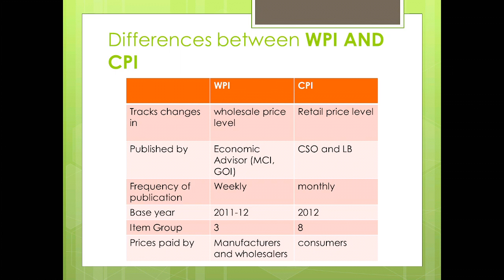What is our base year? Currently 11 and 12, whereas in CPI it is 12. There are 3 broad categories of items under WPI, whereas there are 8 categories of items under CPI. Now in case of WPI, it is the price paid by manufacturers and wholesalers, whereas in case of CPI, it is the end user or the consumer who is purchasing the goods and services.